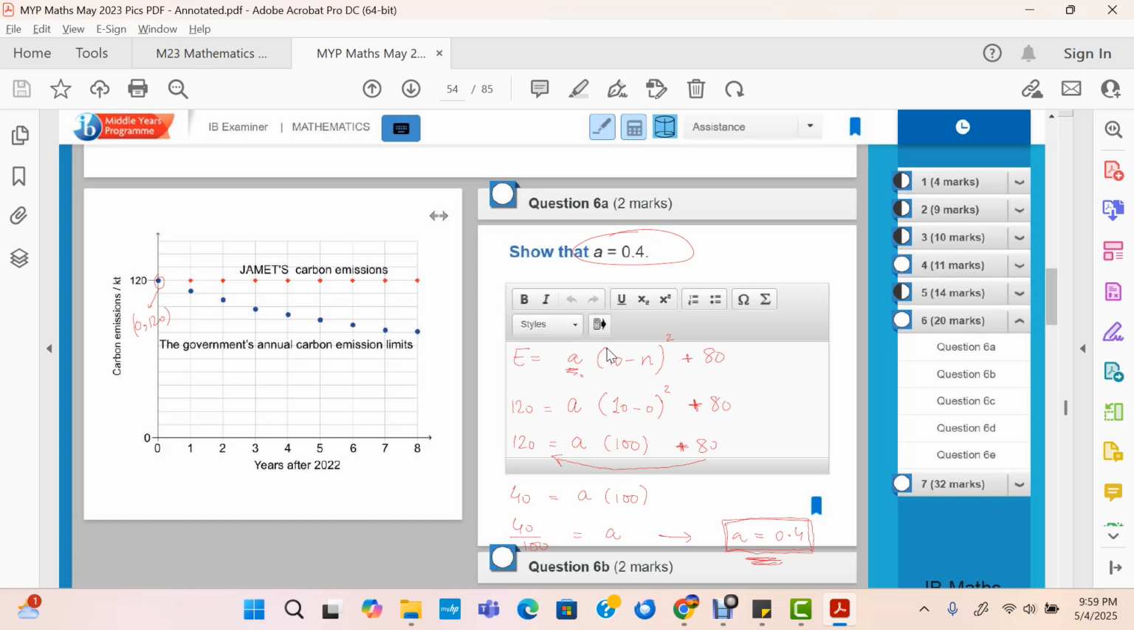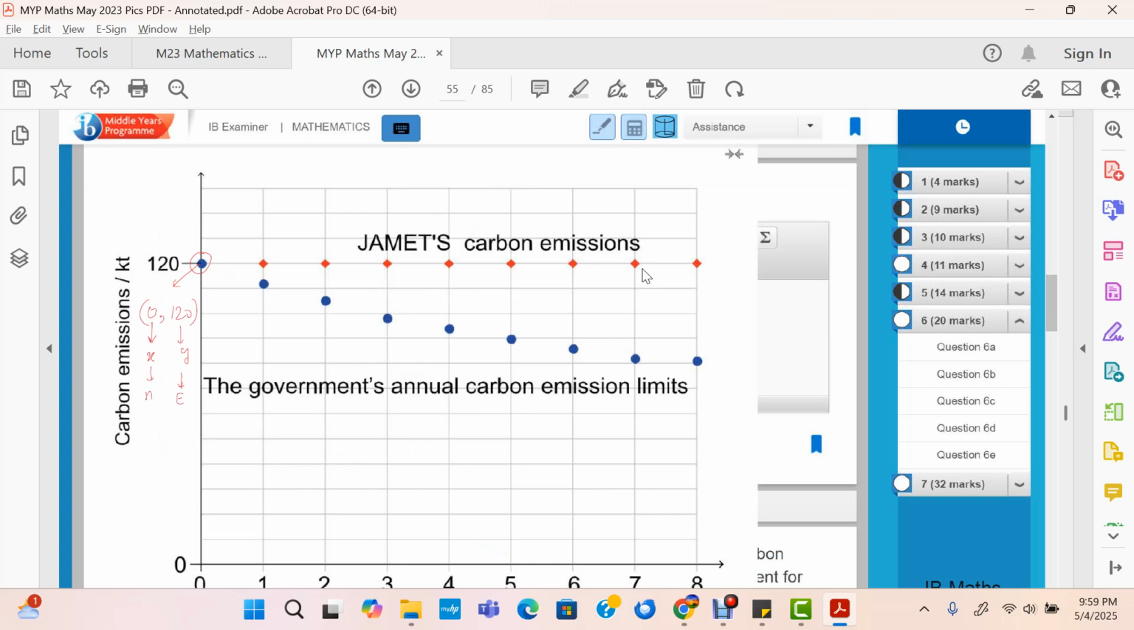So choose the easiest point, which is this one, (0, 120). So when I choose this, E is 120, n is 0, do the math, move things left and right, and you'll show your answer as 0.4. Even if I was not able to show this answer, I should be using this answer in the calculations to follow, because I will be needing it. So do not skip the questions that are to follow.